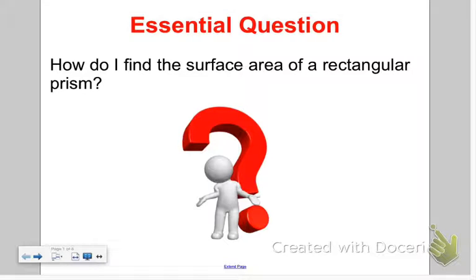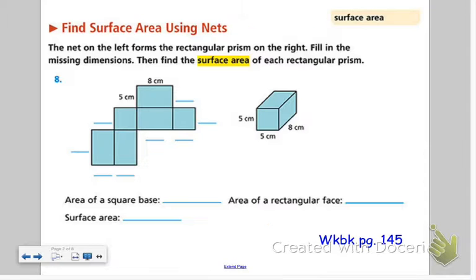In this lesson, we're going to answer the question, how do I find the surface area of a rectangular prism? So, surface area is basically area, but of a three-dimensional figure. Whenever you found area in Unit 2, you were just finding the area of a flat, two-dimensional figure. Well, now with three-dimensional figures, you have three dimensions. You have lengths, you have widths, you have heights, you have fronts, backs, lefts, rights, tops, bottoms.